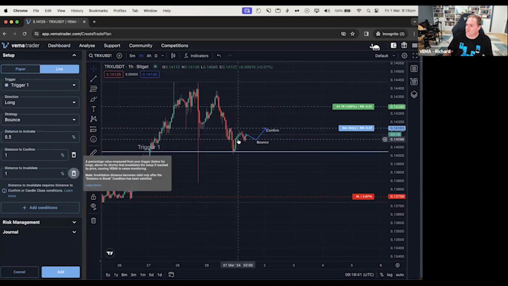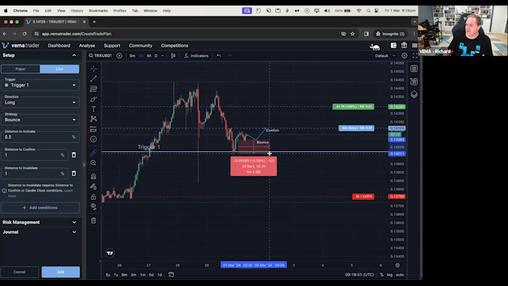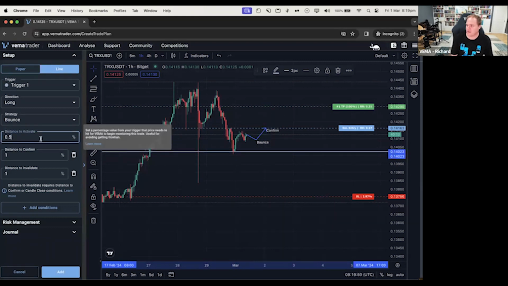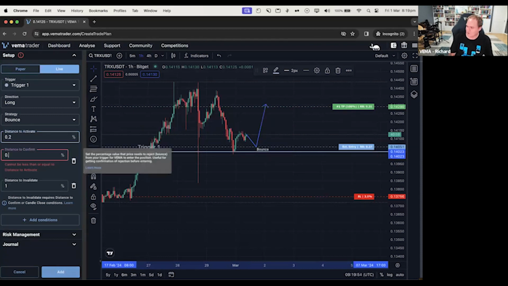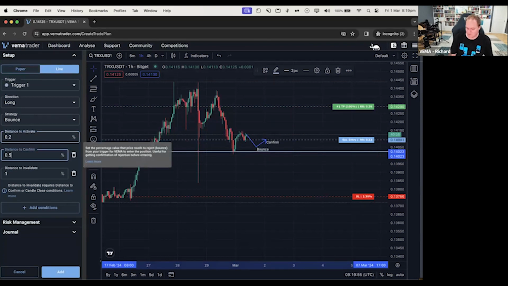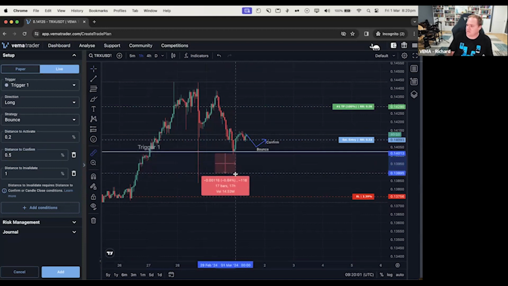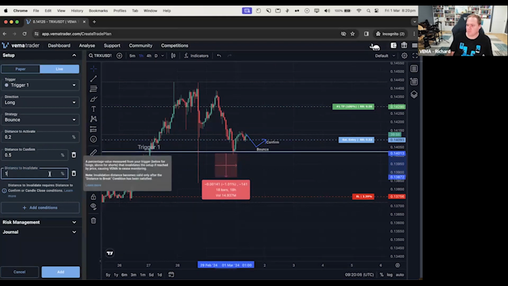Look at what it does now for this trade. A 0.5% price move is actually not as good for Tron. So maybe for Tron, I'd want a distance to activate of maybe 0.2 and a confirm of 0.5, probably even a little bit less than that. And where's my 1% invalidation now? It's all the way down here. Am I okay with that? No, I'd want to pull it closer. So I'd put that as maybe 0.5%.